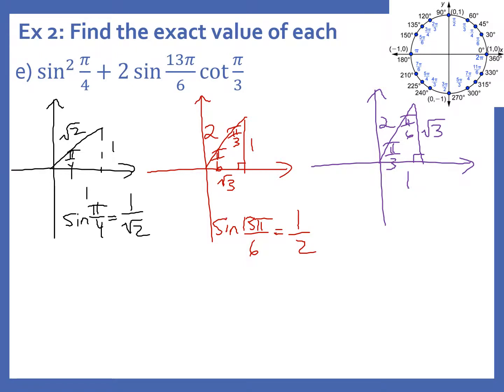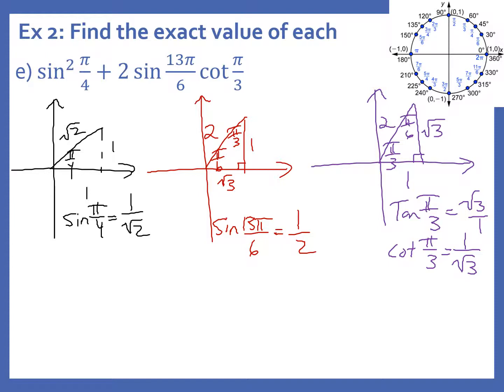Cotangent. We don't have one for cotangent, but we know that we have one for tan, which the reciprocal of tan is cotangent. So tan pi over 3, and again, they're all positive. Opposite over adjacent, y over x, root 3 over 1. And if we flip that, we'll get cotangent. So 1 over root 3. Now we can put those all together.